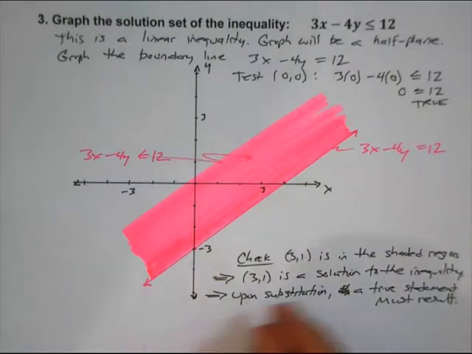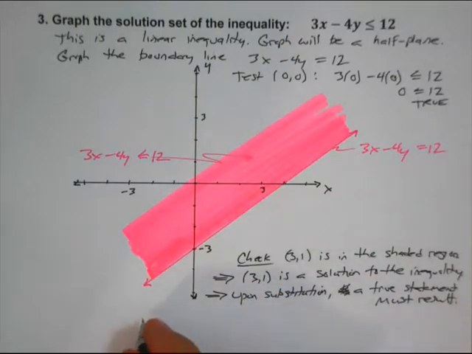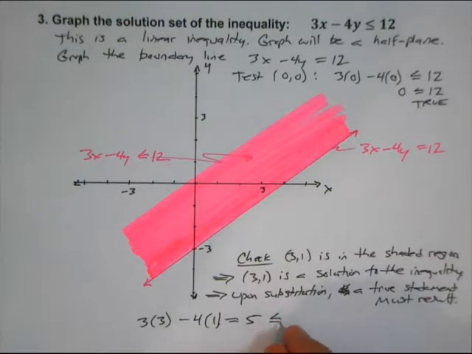Okay, well, let's try it out. (3, 1): 3 for x, 1 for y. Go into the original inequality. We've got 3 times 3 minus 4 times 1. Now let's just work out what that is arithmetically. This is 9 minus 4, which is 5. Now let's compare that to the left hand side. Less than or equal to 12. True. That gives us a little bit of confidence in our overall solution, seeing that it worked out for (3, 1) specifically.